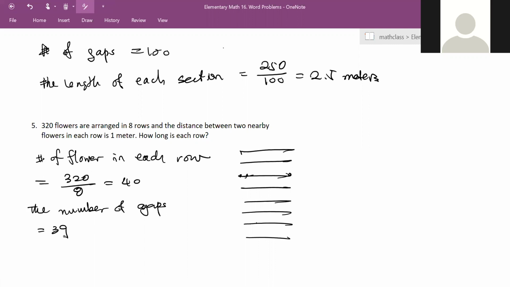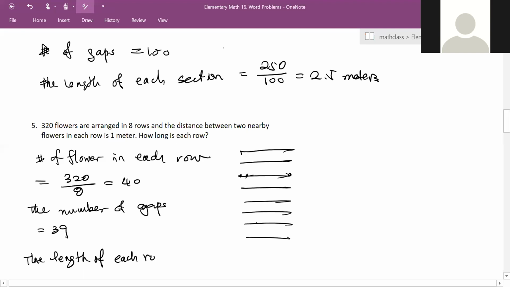So the total length of each row is going to be 39 times 1 meter, because the length of each section is 1 meter. So that's why it's 39 meters. Okay, 39 meters.